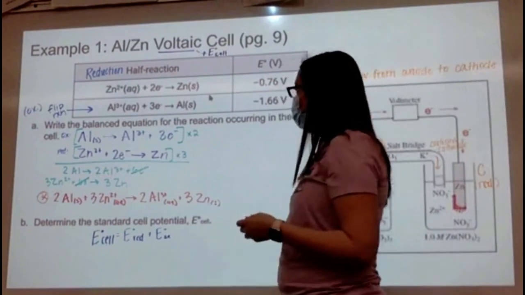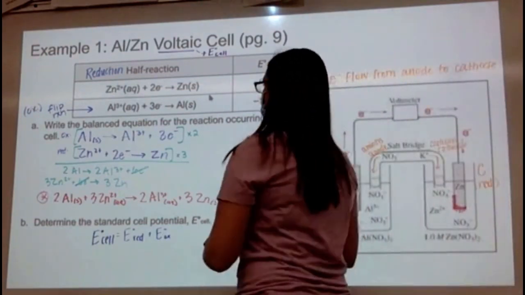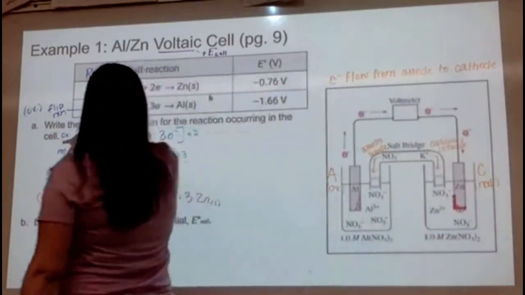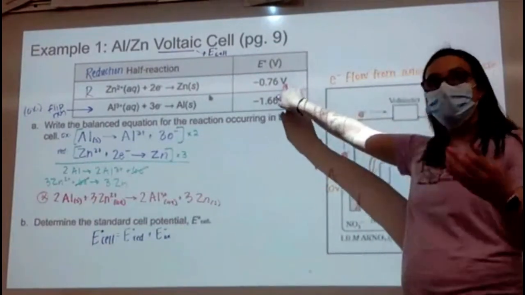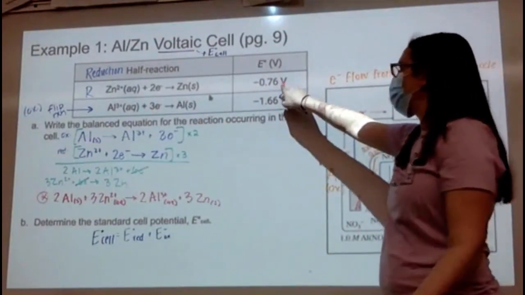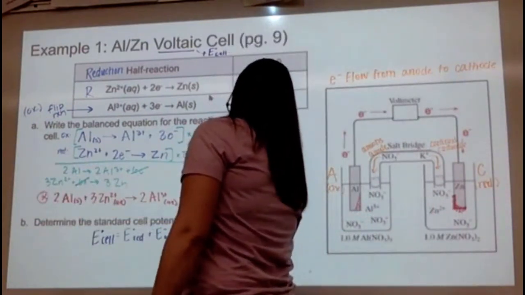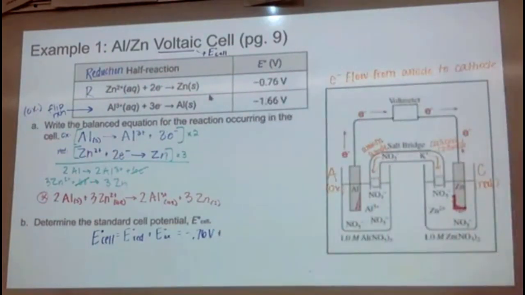Now, if you look in your textbook, you might see it done a little bit differently. It's the same thing. We just flipped the sign already. So reduction. Here was our reduction half reaction. This is a reduction potential. So this we leave alone. Negative 0.76 volts. That is the reduction potential of the reduction half reaction.